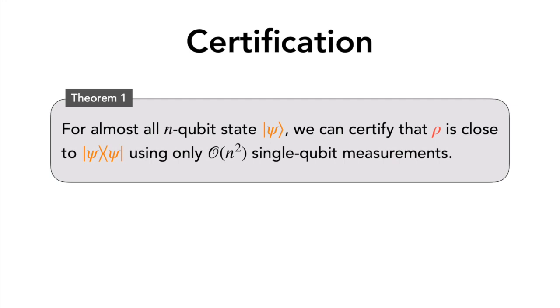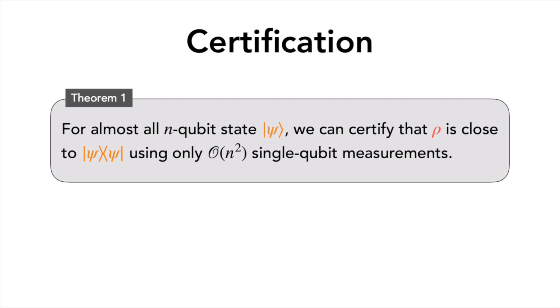And hence, if we wanted to check if the state that was created in the real world, say, is a 100 qubit state, we only need to perform 100 squared measurements. Whereas previously, it feels like we needed to perform an exponential number of them in order to check the underlying entanglement.